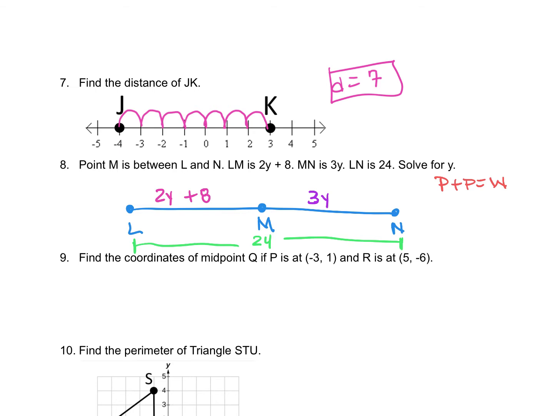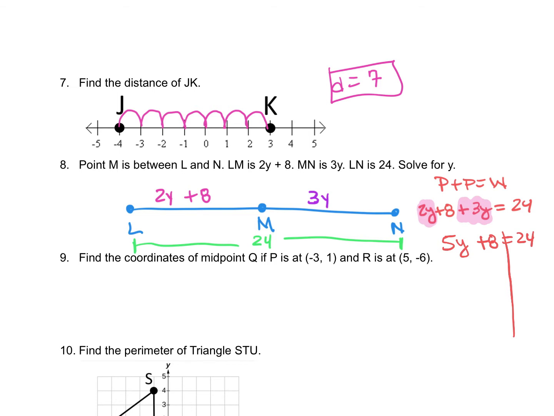So my first part is going to be LM, which is represented by 2y plus 8. I'm going to go ahead and plug in. So 2y plus 8 plus 3y, which is my second part, equals 24. And so here, y'all, I'm going to want to combine like terms. I know that this 2y should combine with this positive 3y, and then I'm going to get 5y plus 8 equals 24.